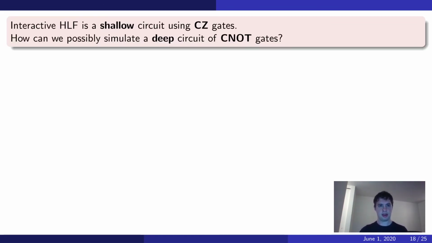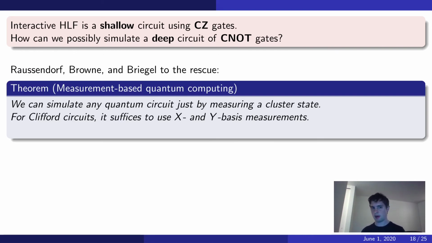All right, so then that sounds like a good idea. We're simulating a Clifford circuit with a Clifford circuit, but there's still a bit of a mismatch. Our interactive HLF problem is about a shallow circuit using only CZ gates. How are we going to simulate a deep circuit that has a bunch of C0 gates? Well, this is where we're saved by a theorem of Raussendorf, Brown, and Briegel. So they came up with this idea of measurement-based quantum computing, which says that we can simulate any quantum circuit we want just by measuring a cluster state. And for Clifford circuits, it gets even better. It suffices to just use X and Y basis measurements.